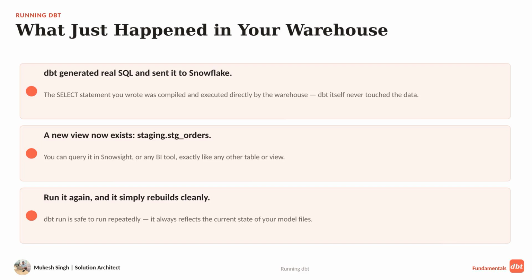So what actually happened inside your warehouse? dbt generated real SQL, based on the model you wrote, and sent it to Snowflake to execute. dbt itself never touched a single row of data, exactly like we covered in the last video. A new view, staging.stageOrders, now genuinely exists, and you can query it in Snowsight or any BI tool exactly like any other object in your warehouse. And if you run dbt run again, it simply rebuilds cleanly, always reflecting whatever your model files currently say.